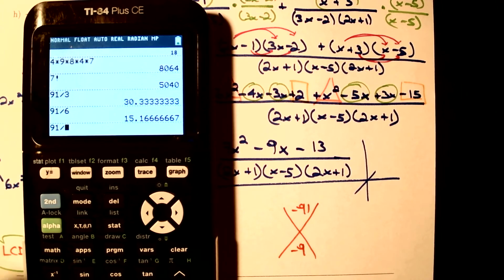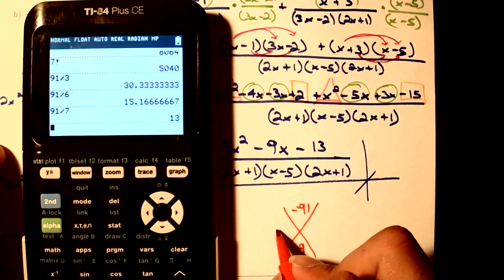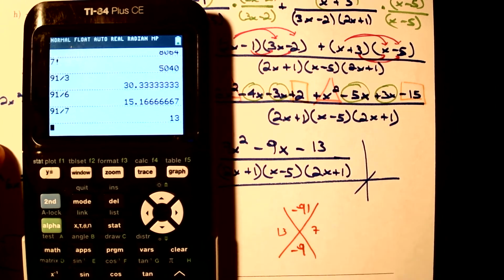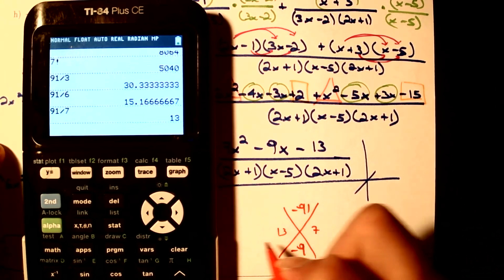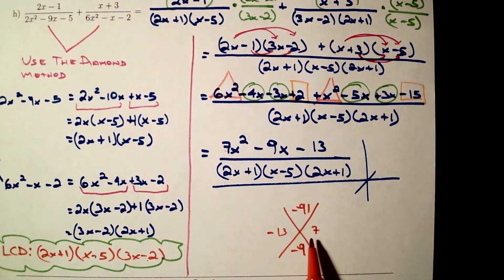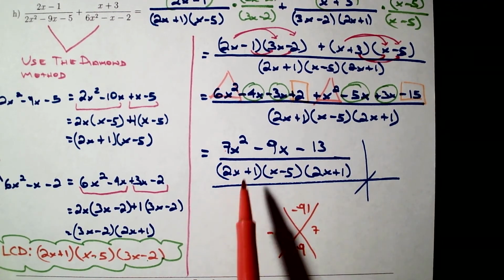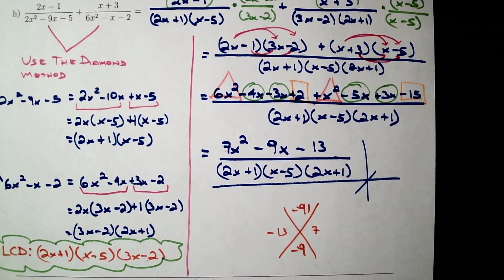Over 7. Well, 13 and 7. That's one possibility. Or negative, but the thing here is negative 13 plus 7 is not negative 9. So in this case, it's not going to be possible to factor this polynomial. So this is a prime polynomial, and we're going to leave it like this.